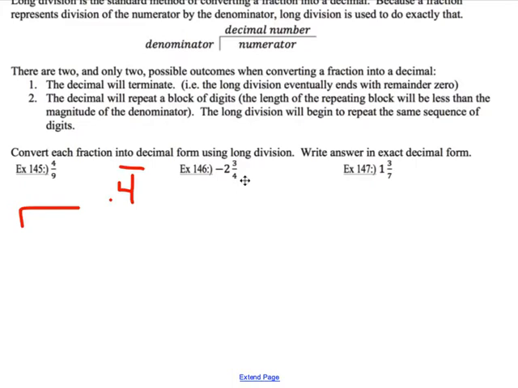Now let's go to -2 3/4. On this one, you can ignore the -2 as far as the division is concerned. It'll come up as part of the answer. But leading up to that answer, we are going to want to just keep it to the side and remember it. But we're going to do 3/4.